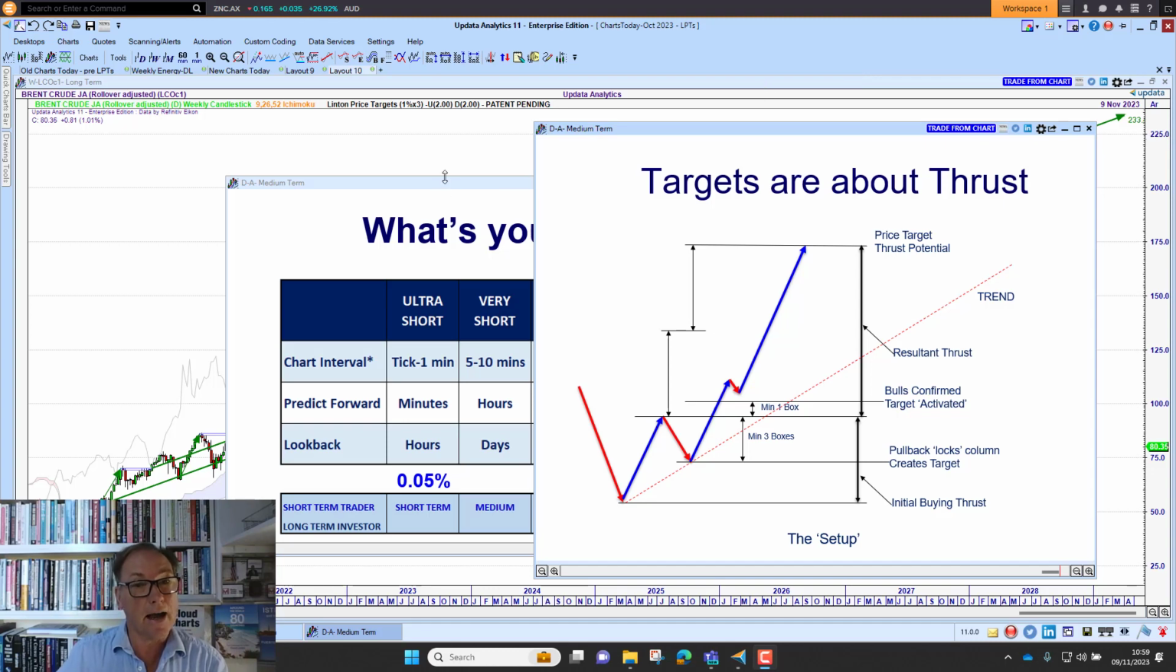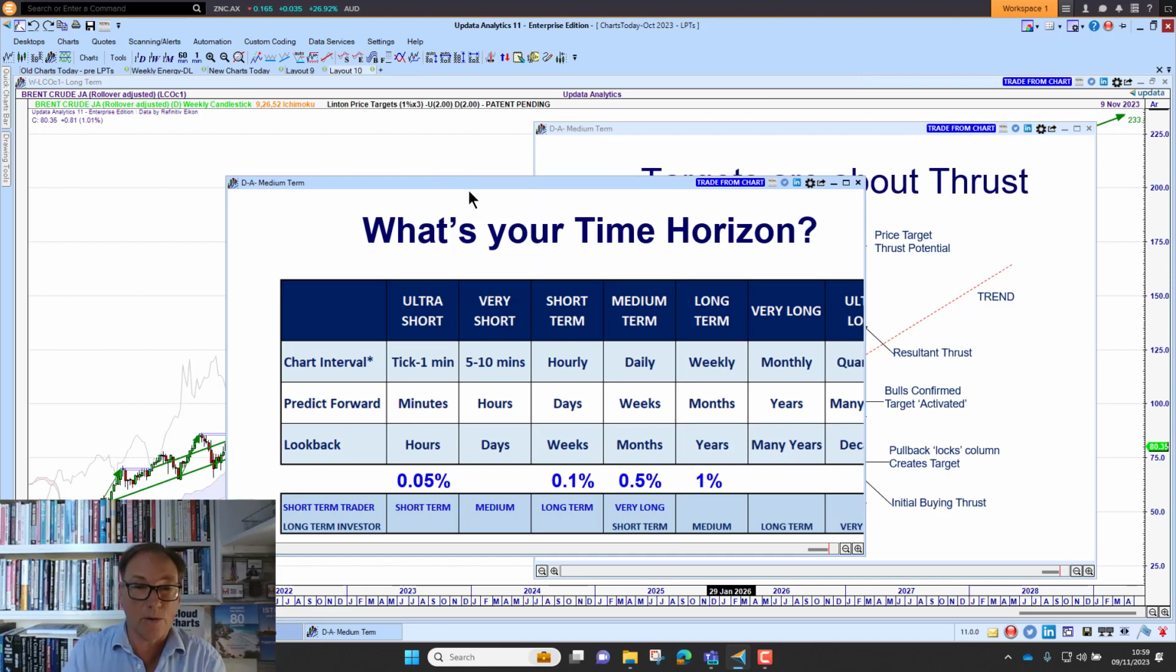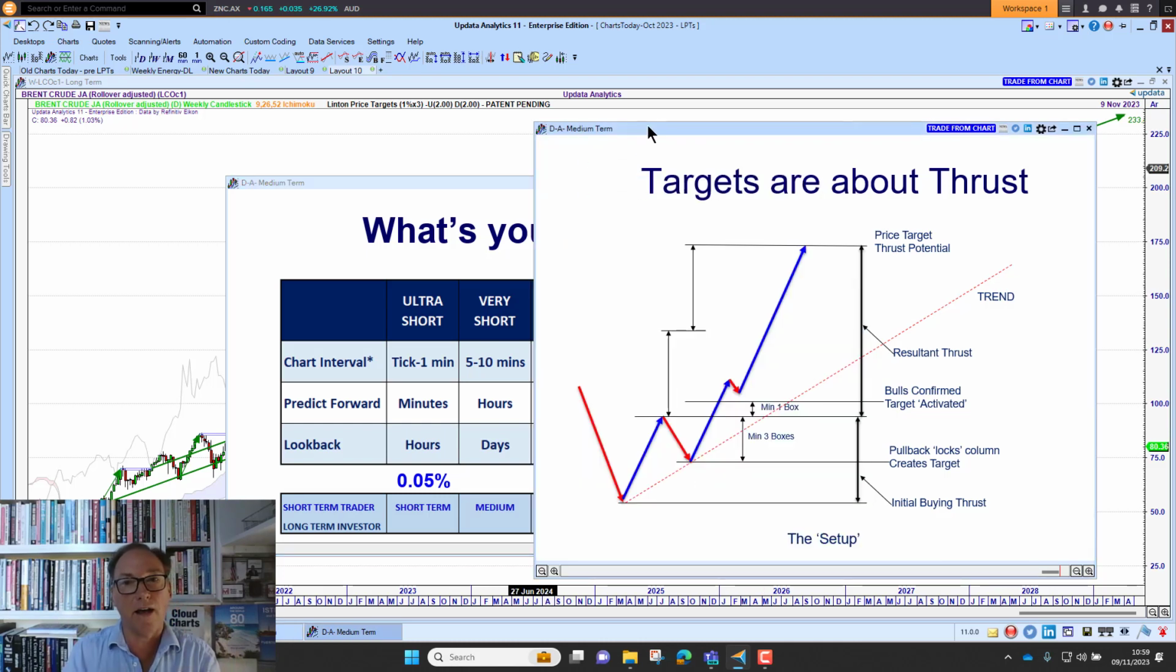So yesterday, we looked at time horizon, and I got quite a few questions on this, and so I wanted to just explain a little bit more about these price targets and how they work. So the first thing to think about is that targets are about thrust. Now, these were derived from a point and figure technique that was developed decades ago and kind of lost with computerization, but this is the first time that we've really put these targets on time-based charts. So on point and figure, there is no time in the chart, so you don't know when the target might happen, and a lot of people don't want to use point and figure charts.